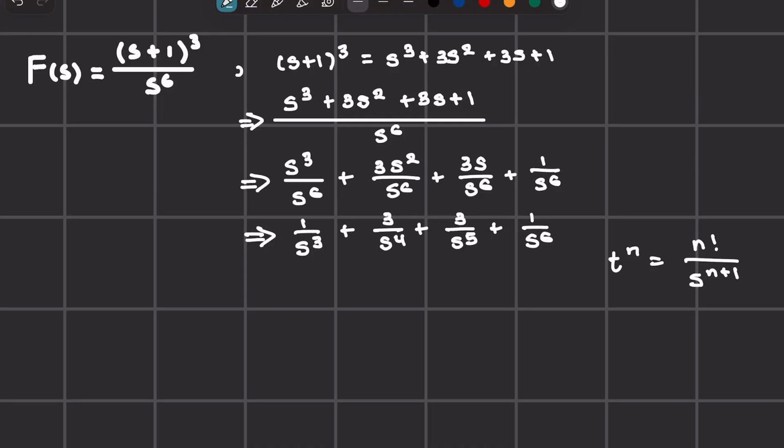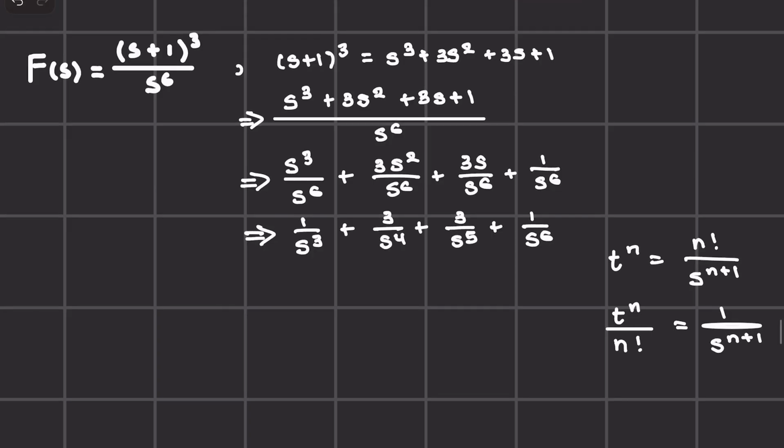However, wait a minute. We do not have a factorial here for each of these, right? We have 1, we have 3, we have 3, we have 1. So we need to manipulate this property to make it more appropriate to use for taking each of the inverse Laplace transforms for each of these fractions. So now we have t to the n, dividing both sides of the equation by n factorial. Now we have t to the n over n factorial equals 1 over s to the n plus 1.